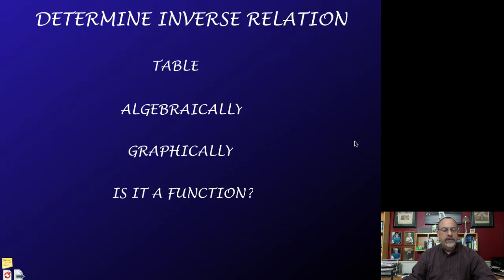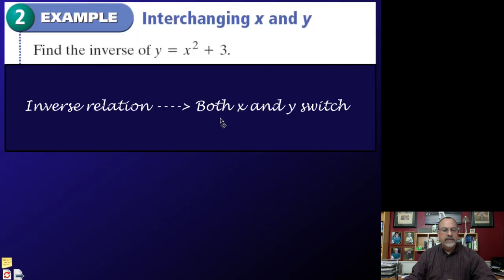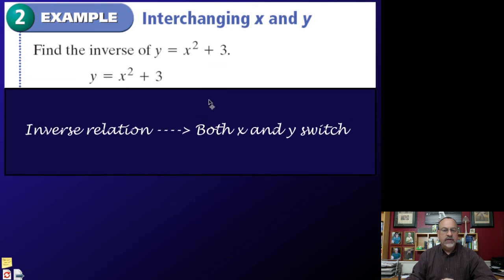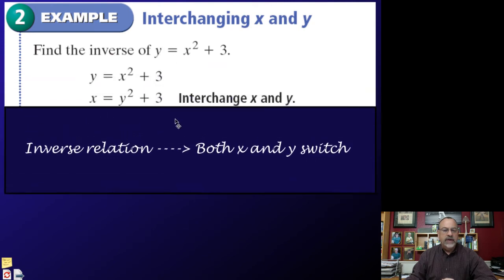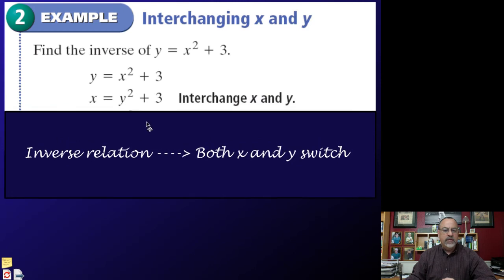How would we determine the inverse algebraically then? Well, again, applying the same principle, the x becomes y and the y becomes x. So if this is the algebraic expression of a function, to find its inverse, I simply switch the x value with the y and the y with the x. So the y is going to become x and the x is going to become y.